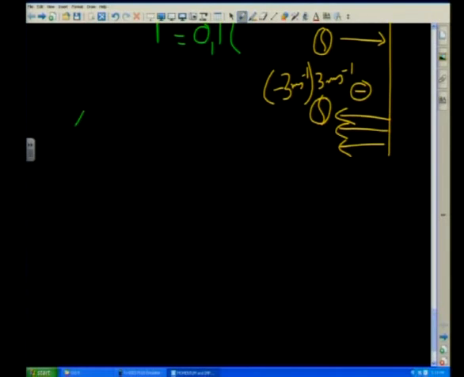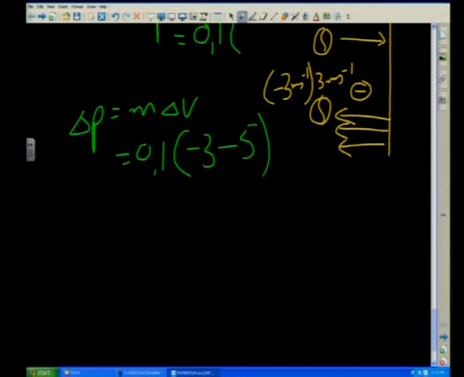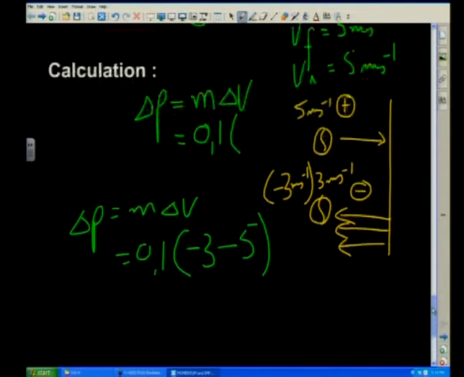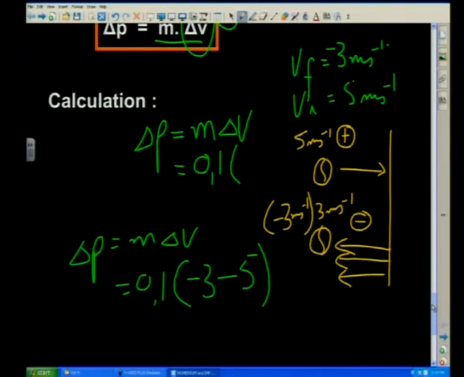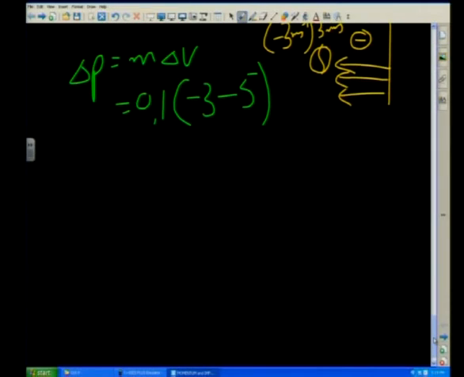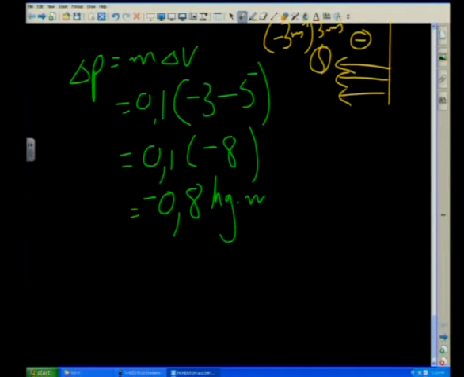Okay, we've got delta P is equal to m delta V, and therefore 0.1 is equal to, well, VF is now minus 3. VI is going to be 5. So minus 3 minus 5, because it's going to be the change in velocity, final minus initial, which means it's going to equal 0.1 times minus 8. And that's going to give me minus 0.8 kilogram meter per second as my delta P.